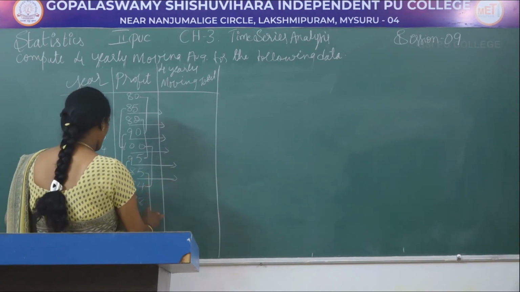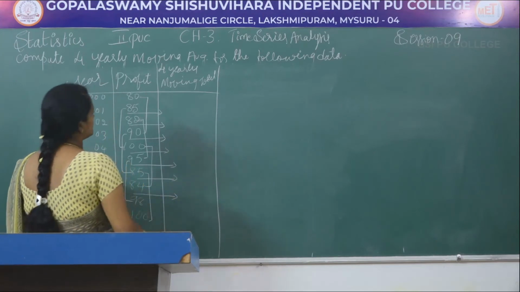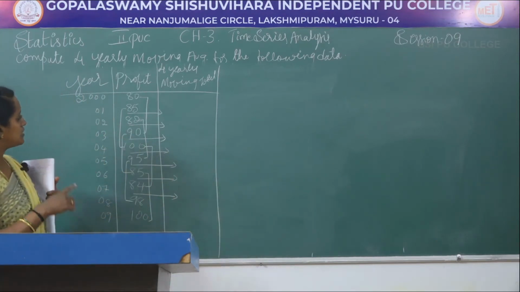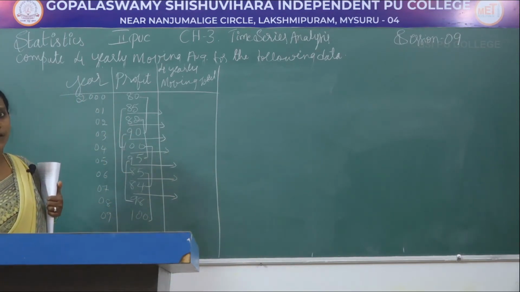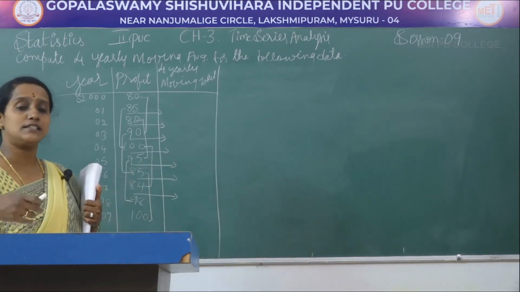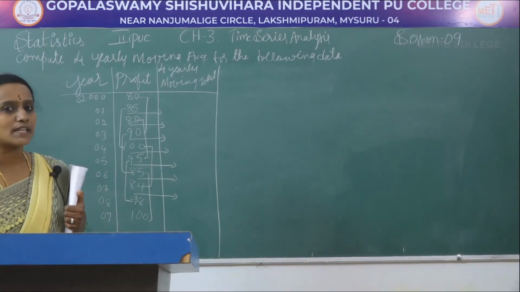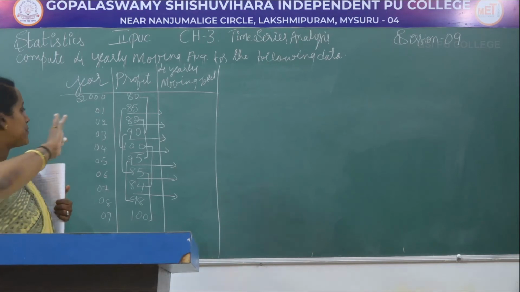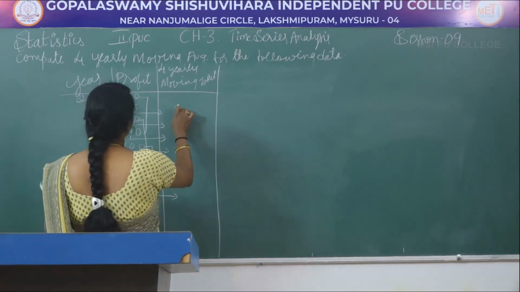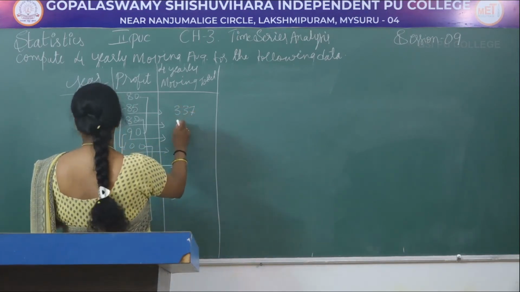So I have shown that. You just observe the brackets. You have to see the brackets so that it is easy to calculate. Don't skip any numbers in between, and the position is also important. Now I am writing the totals.